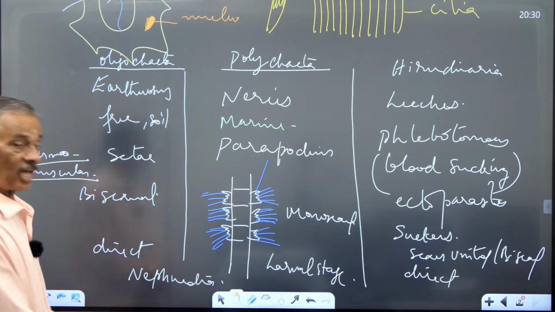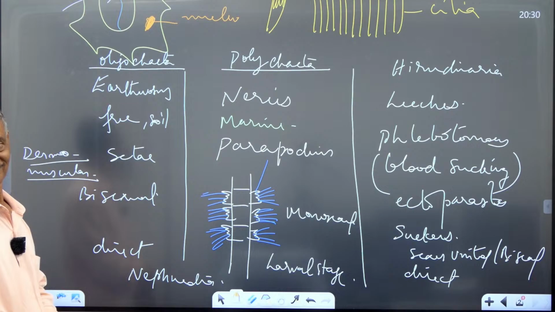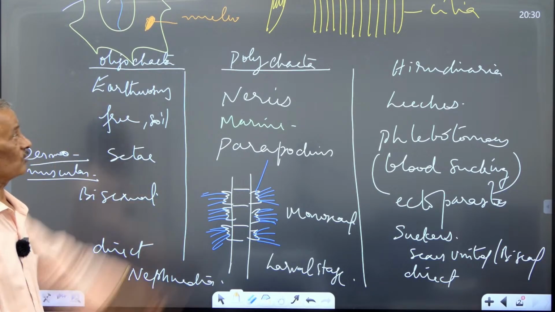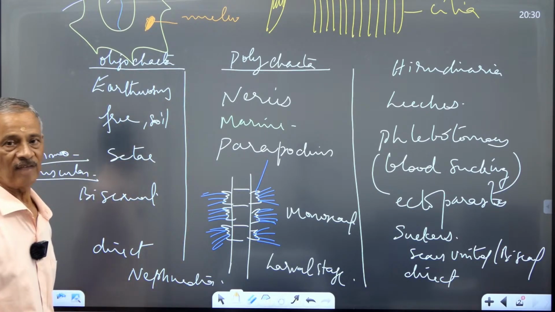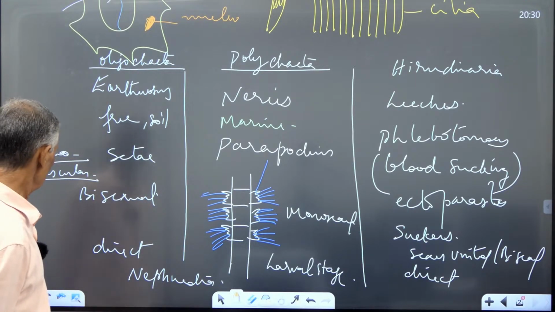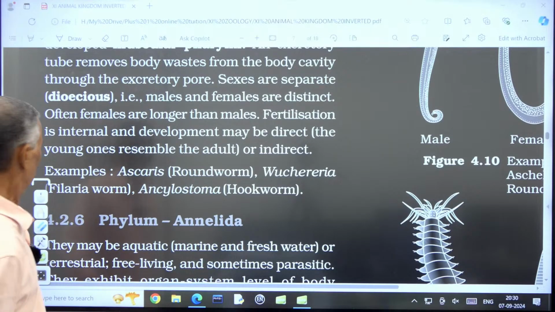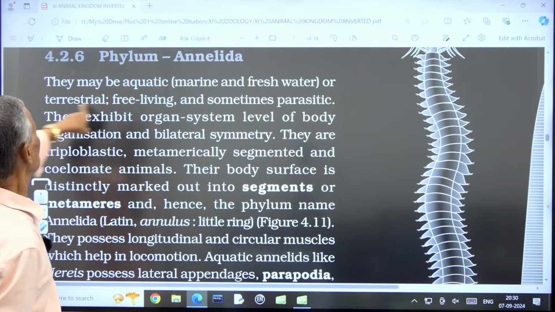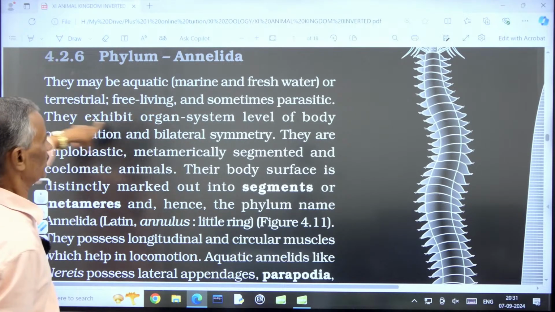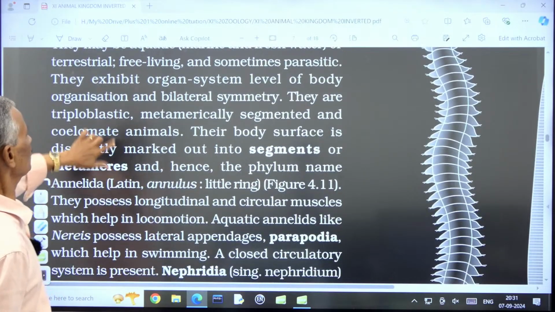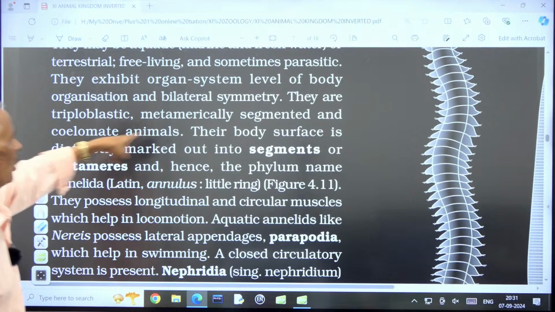And a nervous system is also well developed, which is controlling their body activities. That is why they are all moving effectively and they are having sensory organs, especially the polychaeta. Polychaetes are having sensory organs like eyes, tentacles, etc. Clear? So, it may be free living or terrestrial or sometimes parasitic. Okay. Having organ system grade of organization, triploblastic, coelomates, metamerically segmented.